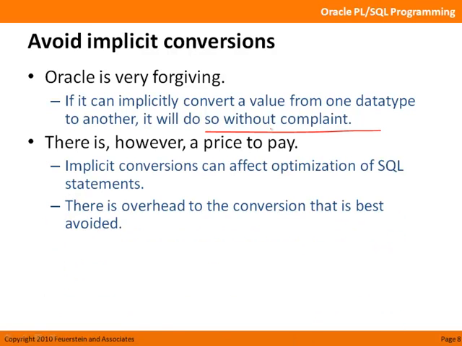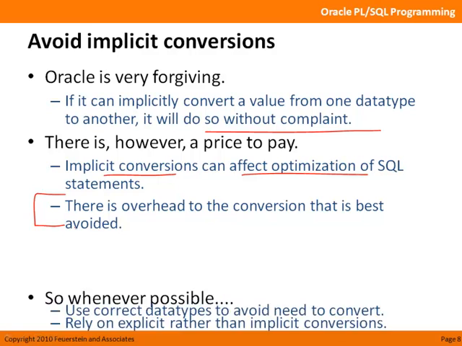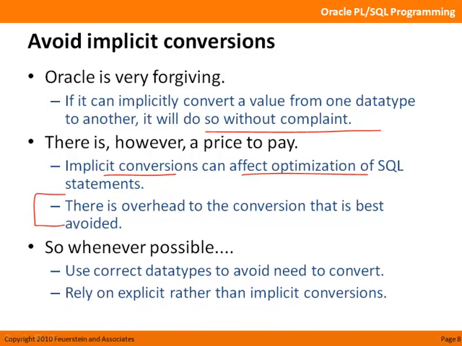First of all, depending on the way that Oracle does the implicit conversion, and you don't get to decide that, it can affect the optimization of SQL statements. It might turn off the use of an index because it converted an integer to a string, whereas you thought it might have been converting a string to an integer. There's also overhead to the conversion that is best avoided. In other words, don't do implicit conversions if you can either do them explicitly or you can use the correct data types to avoid the implicit conversion.